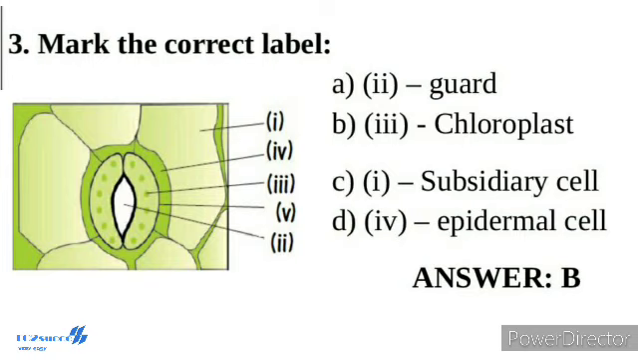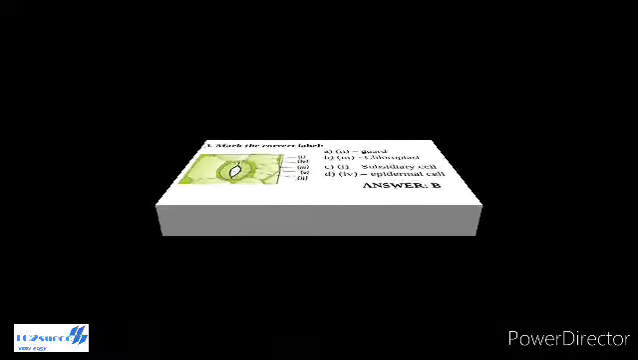B is chloroplast. In the diagram, 1 is the subsidiary cell, 2 is the stomatal aperture, that is called stoma, 3 is chloroplast, 4 is guard cell, and the 5th one is microfibrils.